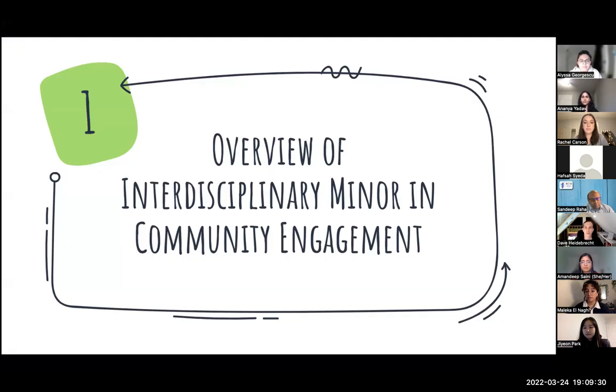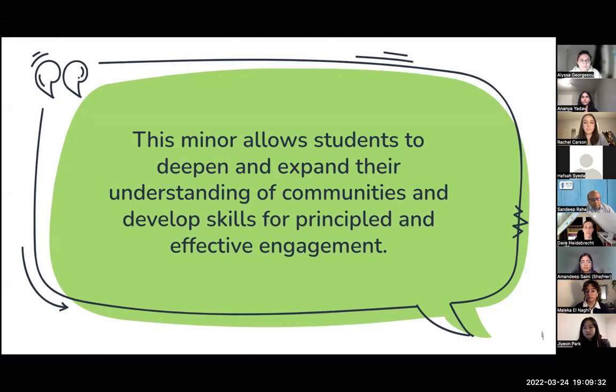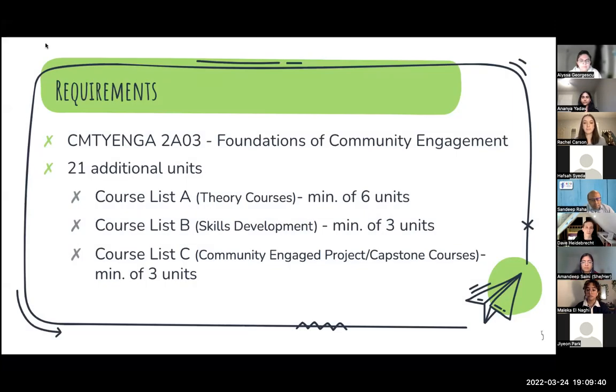So just a quick overview. This minor allows students to deepen and expand their understanding of communities and develop their skills for principled and effective engagement. So just taking a quick look at the requirements here. The only requirement is CMTYENGA 2A03, which is the Foundations of Community Engagement course. And then after that, it's 21 additional units that can be done through course list A, B, or C.